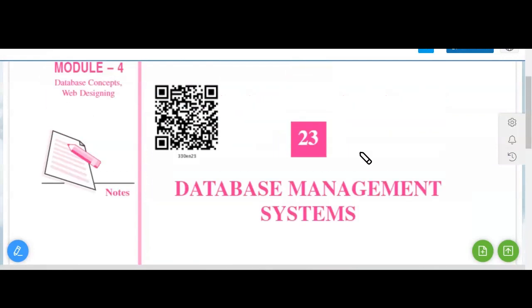Today we will be starting the chapter 23, Database Management System. It is a bit different from the chapters we have seen earlier.